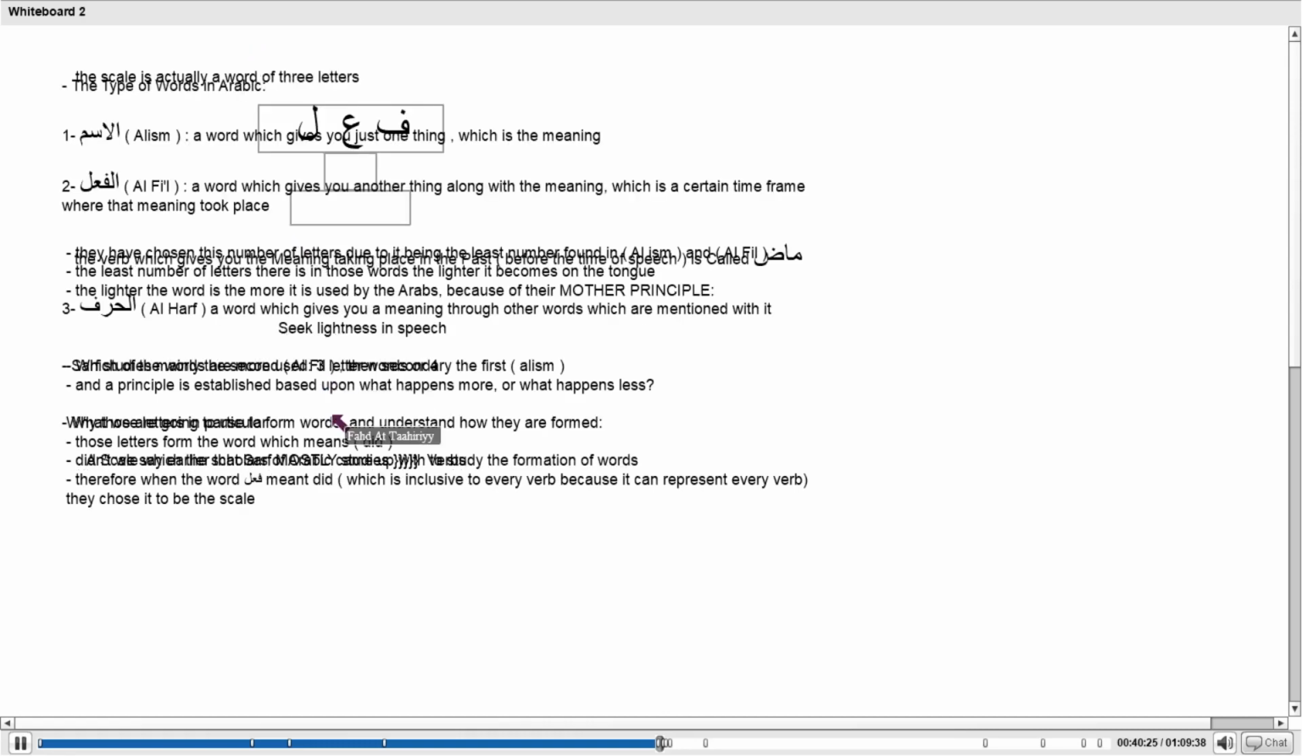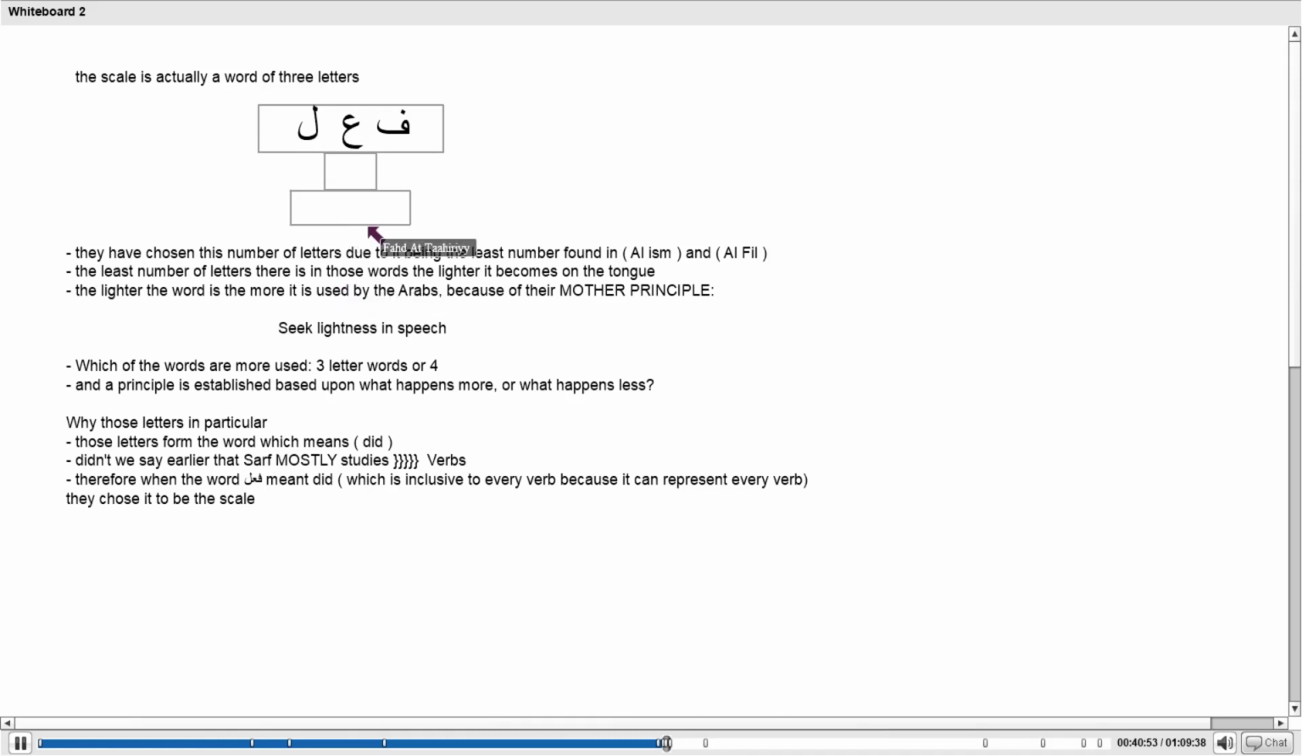Now, again, going back to our point. Why those letters in particular? This is understood by understanding this point here. Which point? Sarf studies mainly what? The verbs. Al-fi'lu. Sarf mostly studies the verbs. So we want a verb to be the scale.